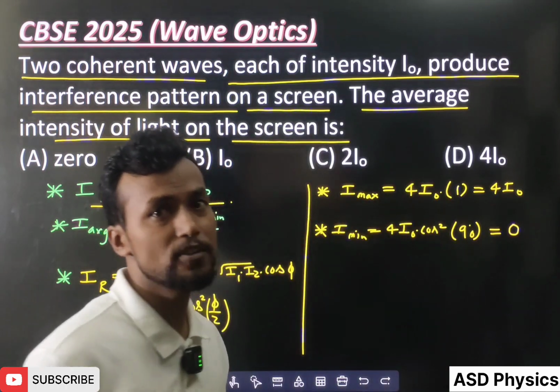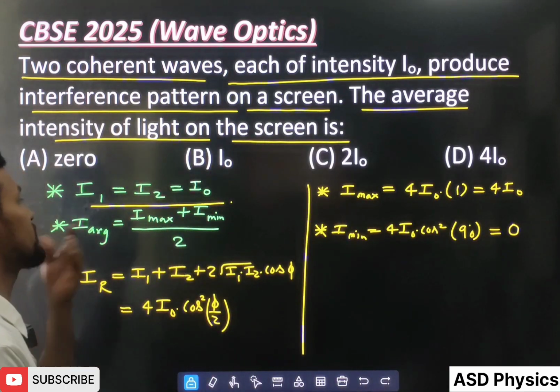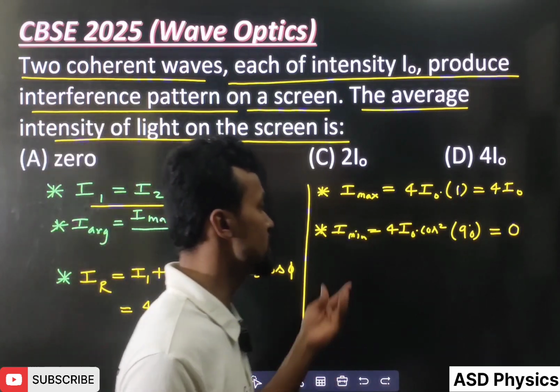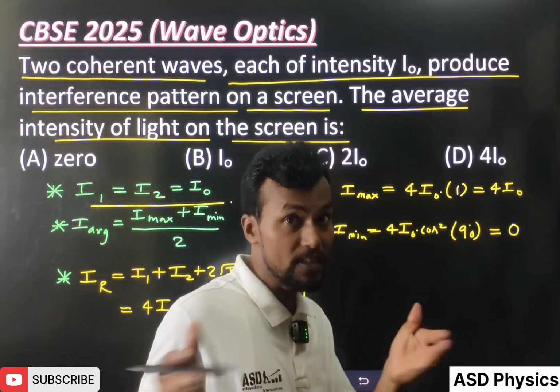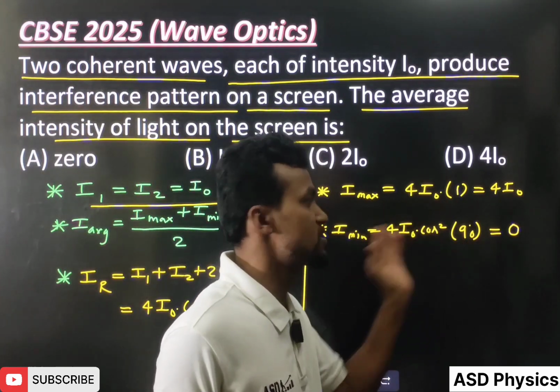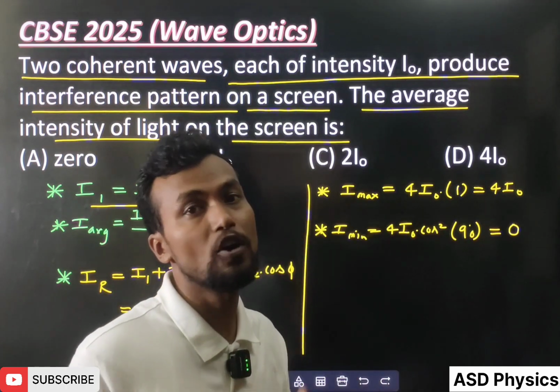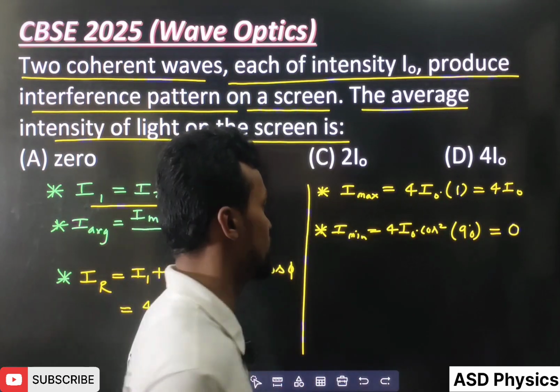In case of YDSE, if both the waves have the same intensity, the dark fringe will be completely dark. Why? Because here the minimum intensity is coming 0. For that, the amplitude or intensity should be the same. I am telling you some more basics.